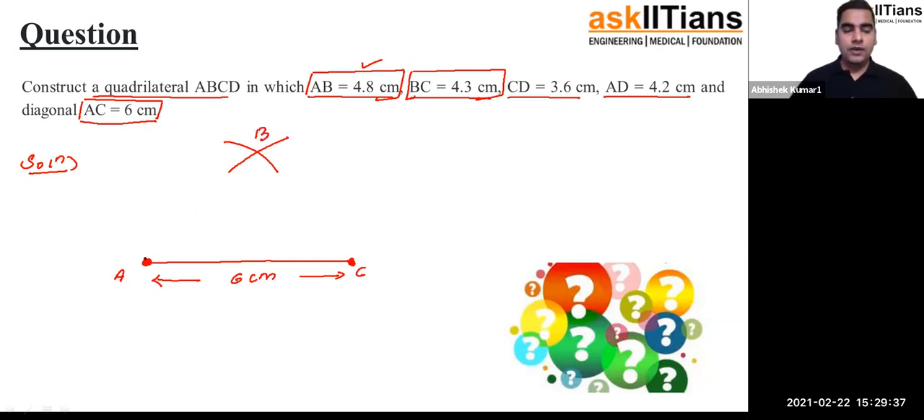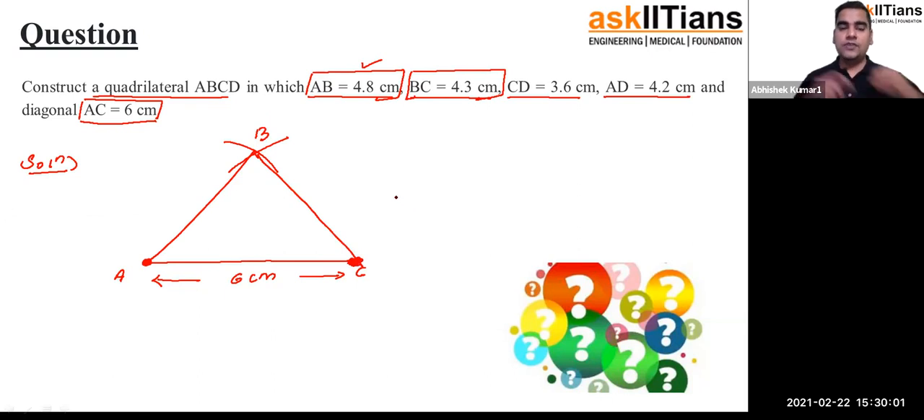Okay. Now what you have to do is join A to B using a scale, and similarly you have to join C to B using a scale again. And if you do that correctly, you will get one part of the quadrilateral. Is that clear? That's your one part of the quadrilateral. Understood?